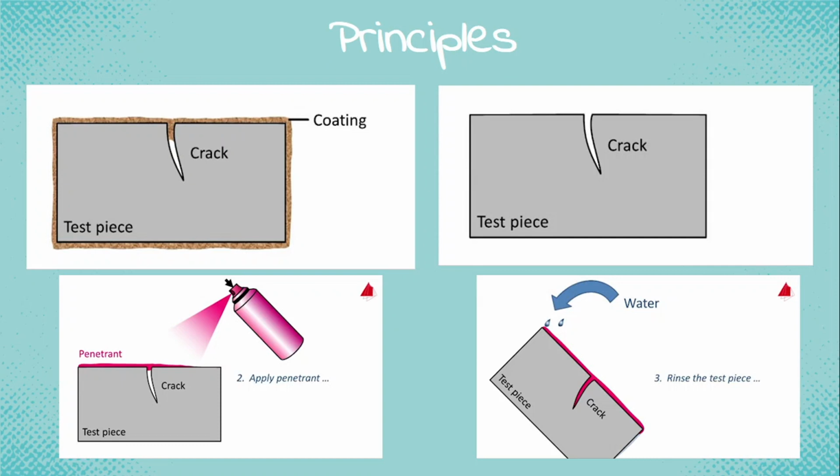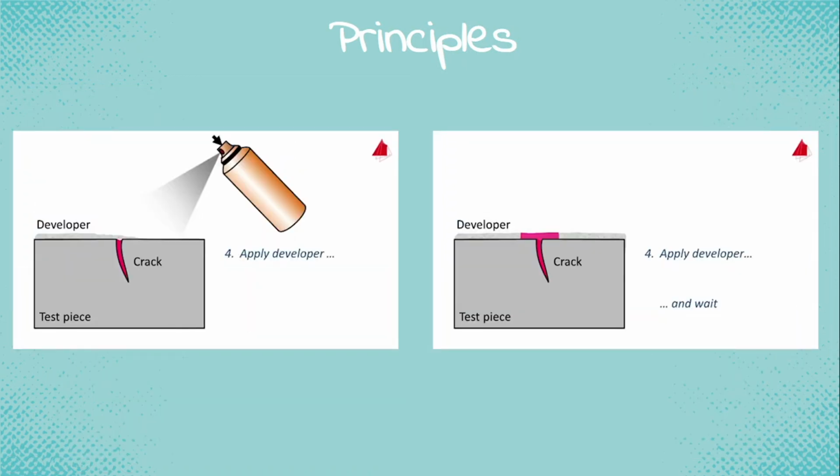So to better understand the principle, let's say we have this test piece, and this test piece is covered with rust or paint. So the first step is to clean the test piece. Clean it thoroughly until the crack or any flaw will be exposed. Then the next step is to spray the penetrant. Let it dry for 10 to 15 minutes. After drying, rinse the test piece with water. Let it dry, and after it dries, use the developer.